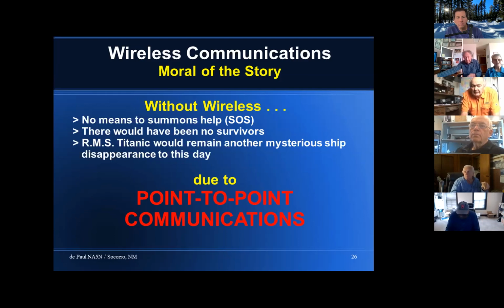Bottom line, the Titanic could very well have been another mysterious ship that wouldn't have been discovered until the Woods Hole folks got up there and actually found it again, and we wouldn't have known what happened. And again, the point being is the value, the importance of point-to-point communications.